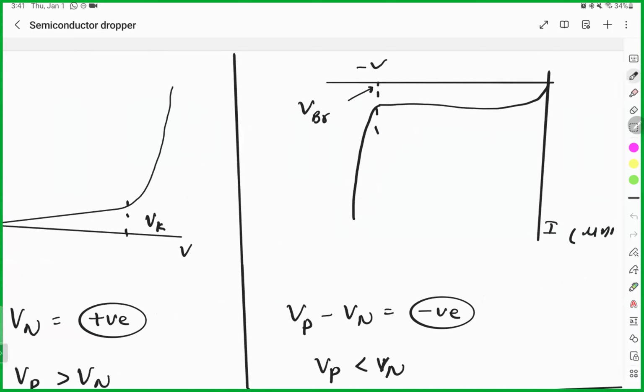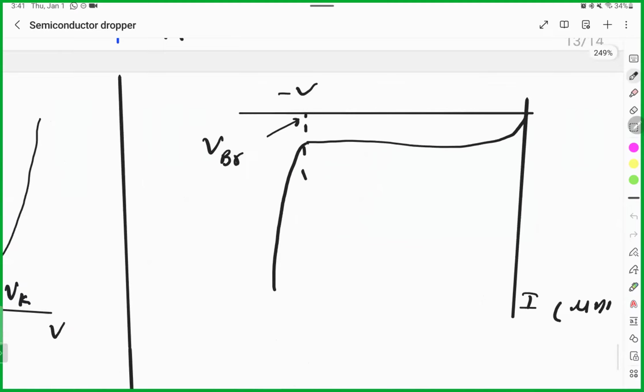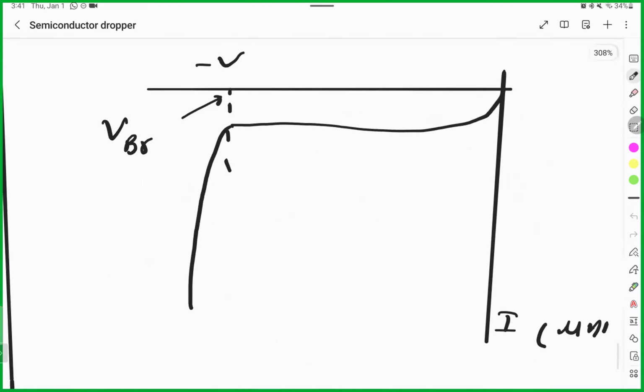And in case of reverse bias, what is happening here? Because you are applying voltage in the opposite direction, your voltage is negative.